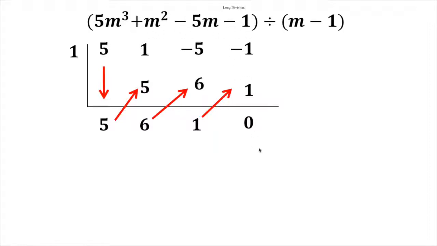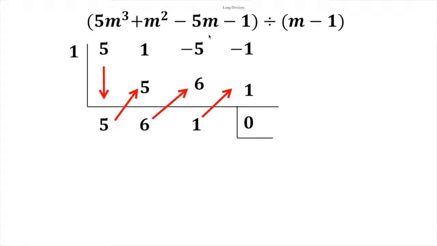Okay, so the very first thing I do is I always section off what my remainder is. And so I always draw a box around it. It makes it easier for me. The remainder on this one is 0, and that becomes very important. When a remainder is 0, that means that whatever this factor was, in this case m minus 1, is a factor of this one. It goes in evenly.